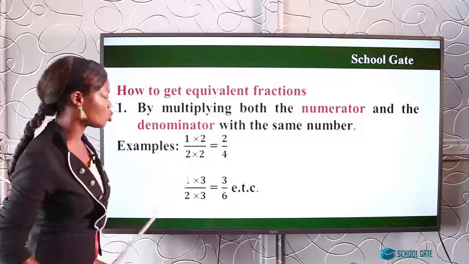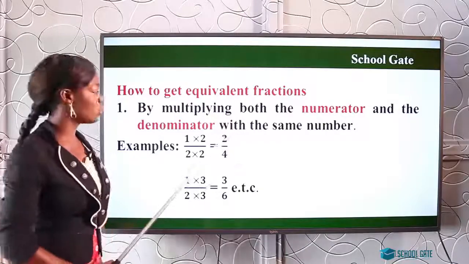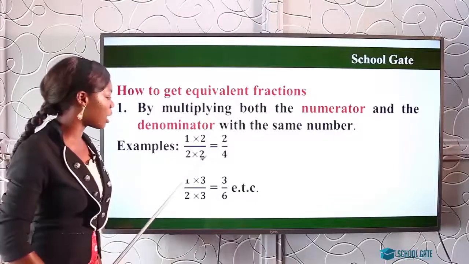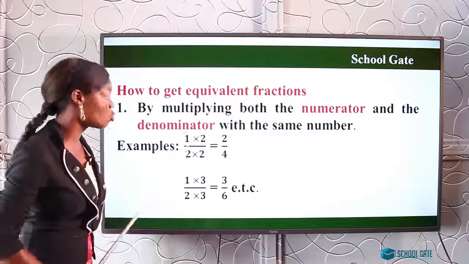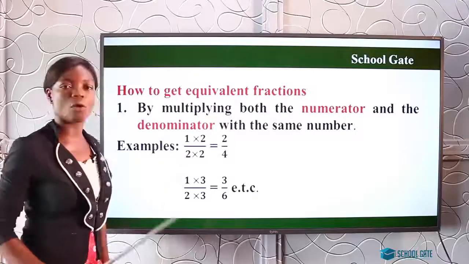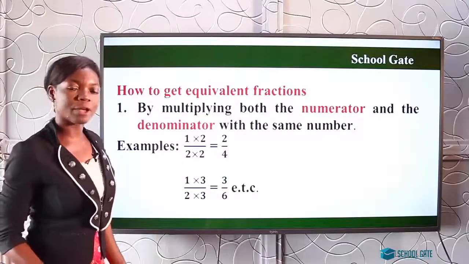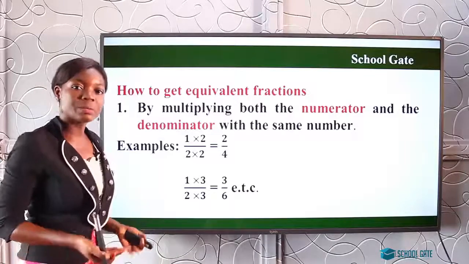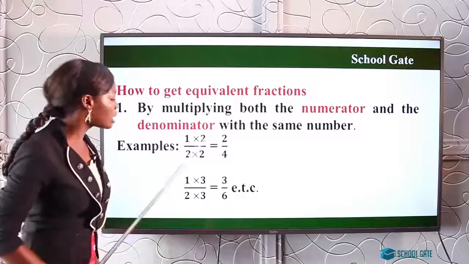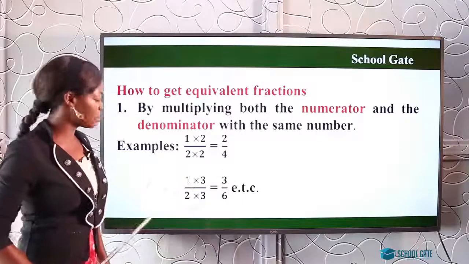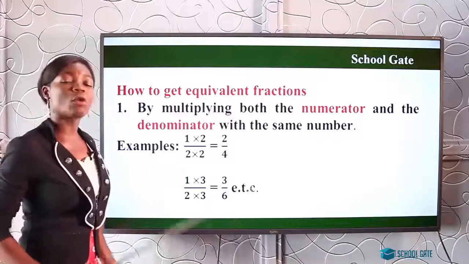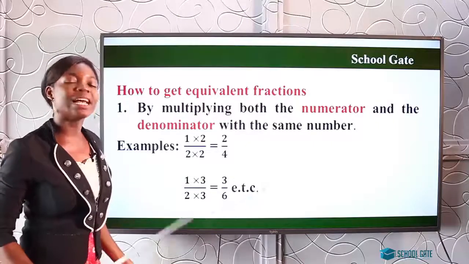Now, we started with 2. 1 multiplied by 2 will give us 2. 2 multiplied by 2 will give us 4. That means the equivalent fraction of 1 over 2 using 2 is 2 over 4. Now, you could use another number. You could use 3. 1 times 3 will give us 3. 2 times 3 will give us 6. So we have 3 over 6. That means 1 over 2, 3 over 6 are equivalent fractions.